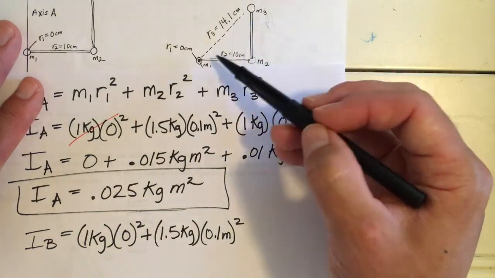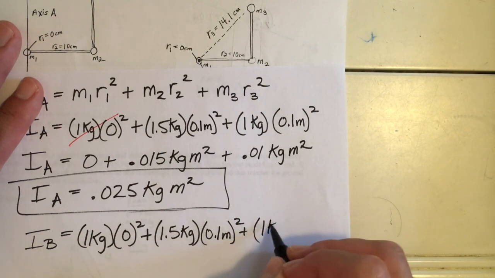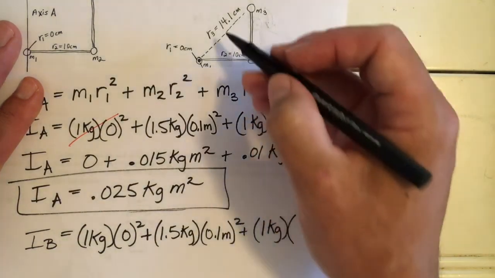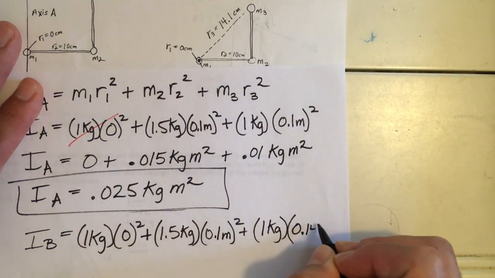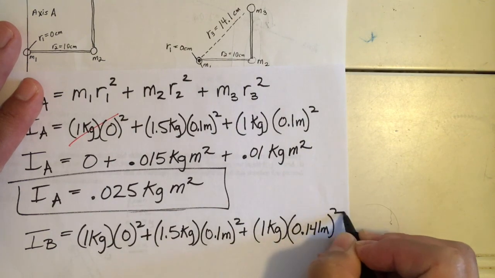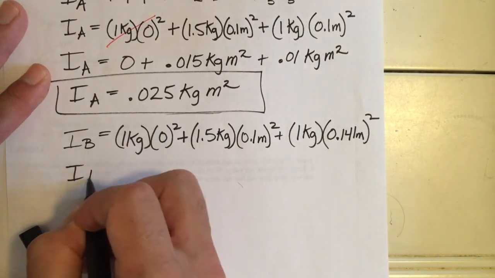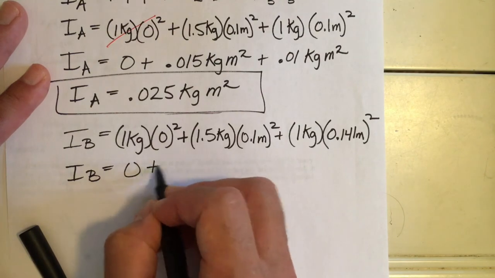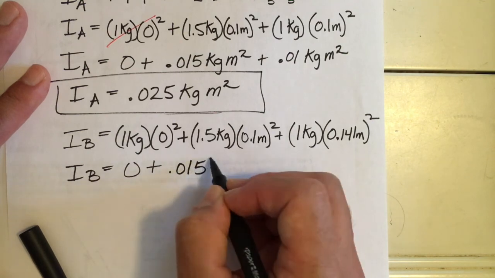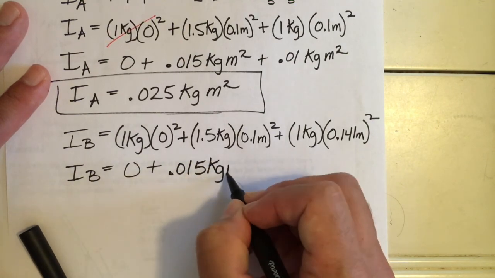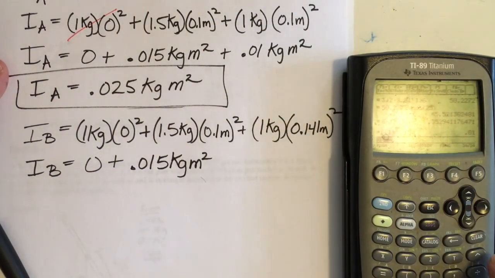All right, but now for object 3, this is where it's going to be different, right? So we have the 1 kilogram mass that is object 3 times 0.141 meters squared. And so what's going to happen there is IB is equal to 0 plus this is going to be the same here, right? So 0.015 kilogram meters squared.